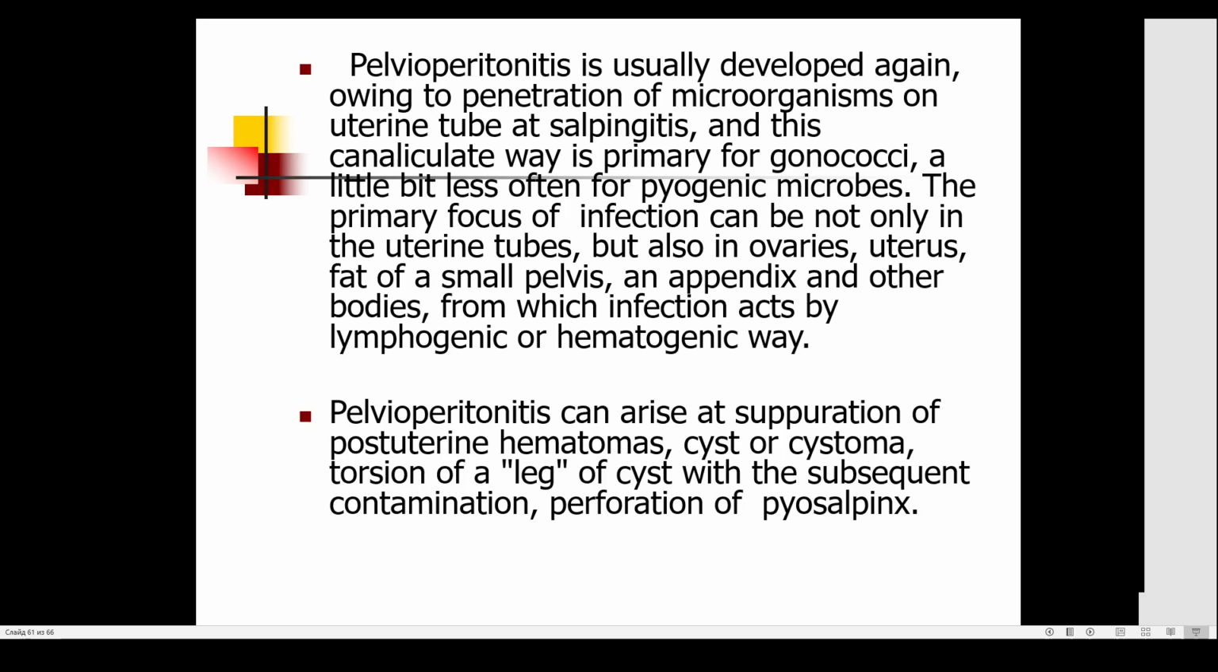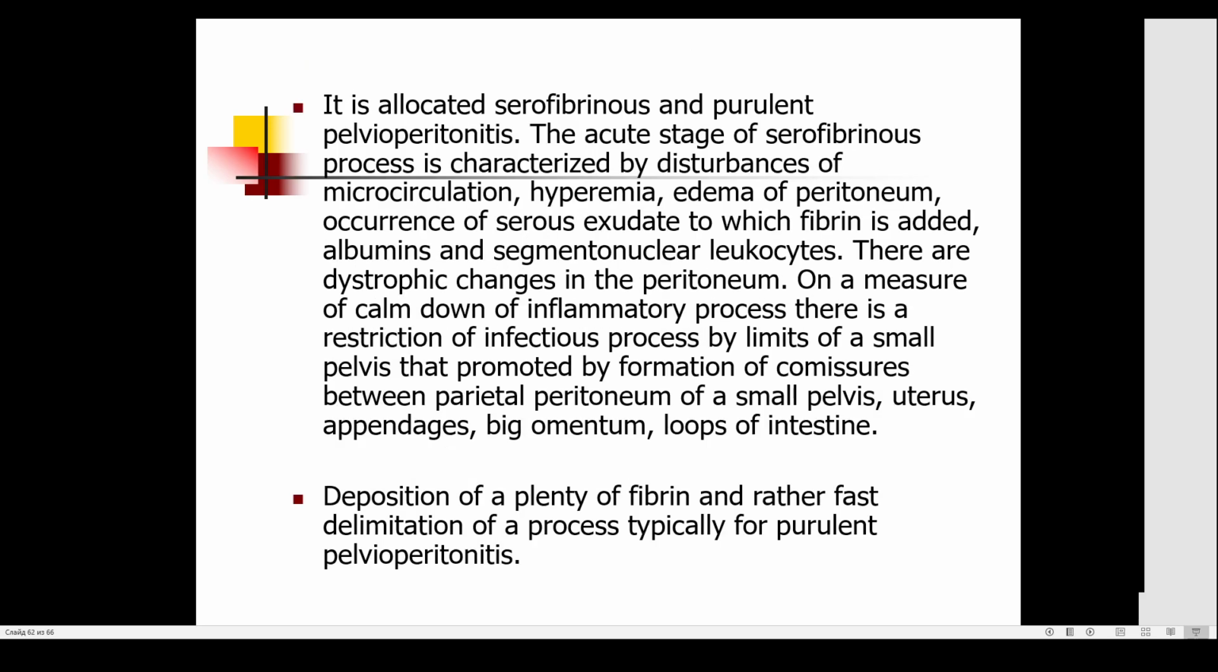Pelvic peritonitis can arise at suppuration of post-uterine hematomas, cyst or cystoma, torsion of a leg of cyst with the subsequent contamination, perforation of pyosalpinx. It is allocated serofibrinous and purulent pelviperitonitis.